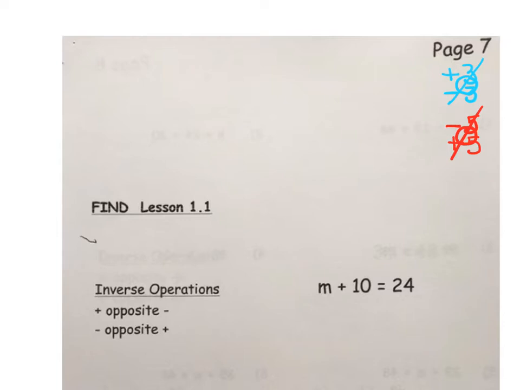Let's take a look at a few simple problems. Please write down the following equation. N minus 7 equals 11. Take a moment and drop a dotted line down the equal sign. This allows you to break the equation into two parts, the left side and the right side.